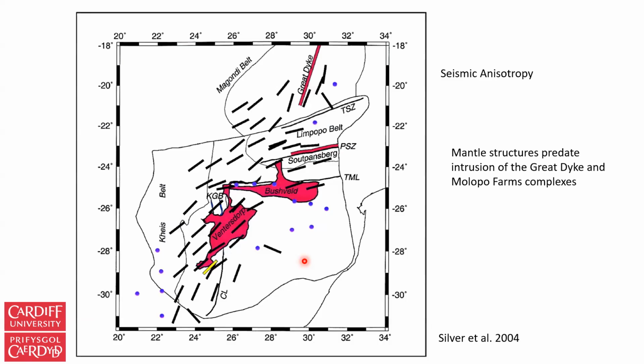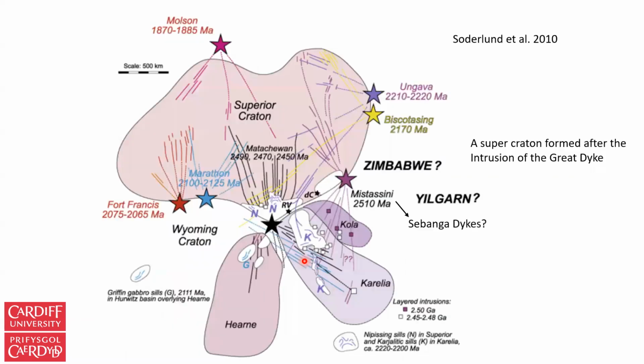And finally, just from the Silver et al. paper, the point that if you look at the mantle anisotropy, it's interestingly parallel to the Great Dyke and the TML. And that suggests that these structures might have an even more fundamental mantle control on them, and they pre-existed the intrusion of those two bodies. So finally, just the really speculative stuff now, so you can certainly go to sleep for a bit.